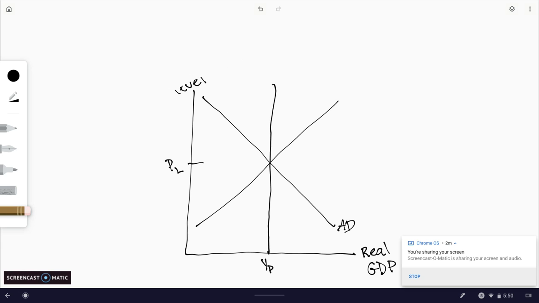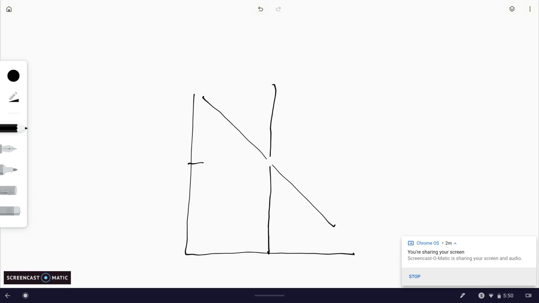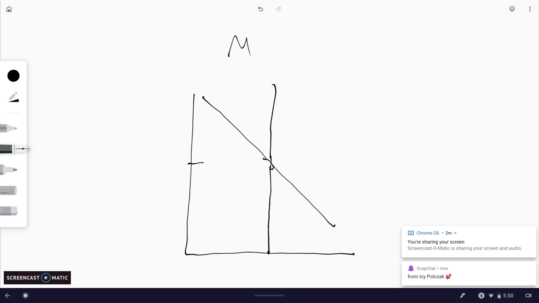So the next graph that I want to talk about is the graph of the money market. The money market is not going to include this supply curve here, so let's get rid of that supply curve. There we go. So this is the money market. This vertical curve right here is going to be money supply, and the downward sloping curve is going to be money demand. This x-axis is going to be the quantity of money.